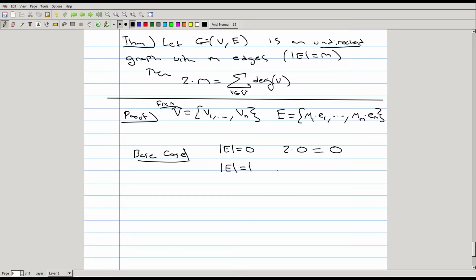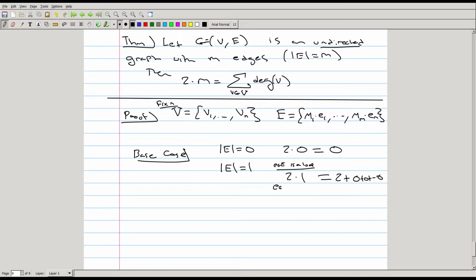If we have one edge in our graph, then 2 times 1 is going to be the sum of the degrees, right? 1 is the number of edges, 2 times 1 is just 2, and the sum of the degrees of all the different vertices is going to be one of two possible things. Either we're going to have a loop, so the edge in E is a loop, in which case the degree of one single vertex is 2, so the sum right here is going to be 2 plus 0 plus 0 all the way up to 0, in which case this works.